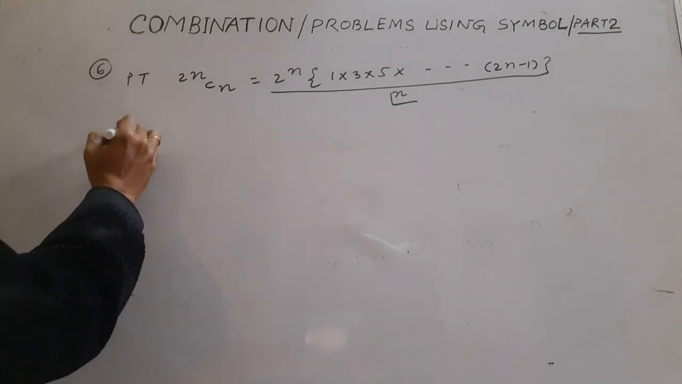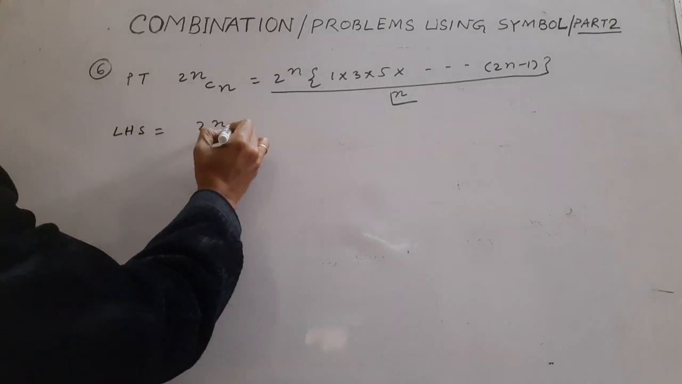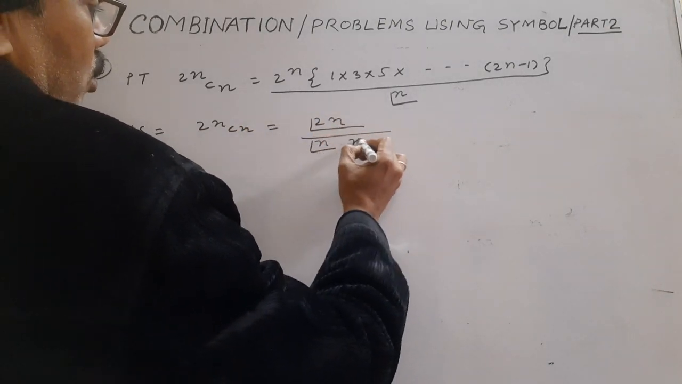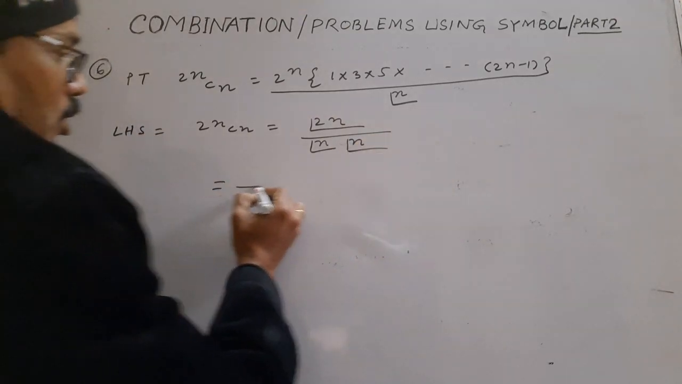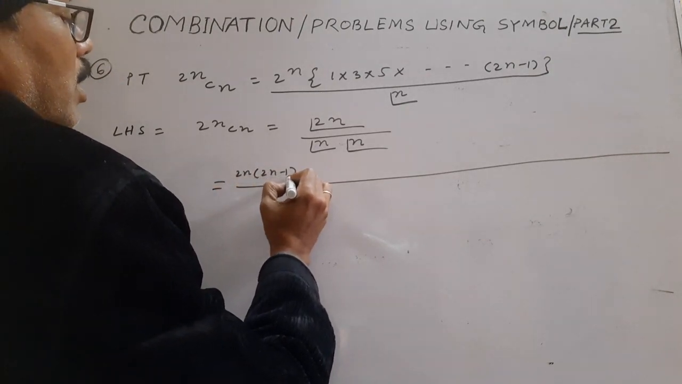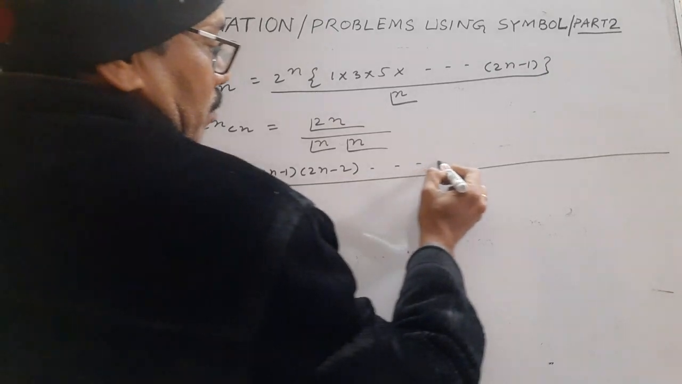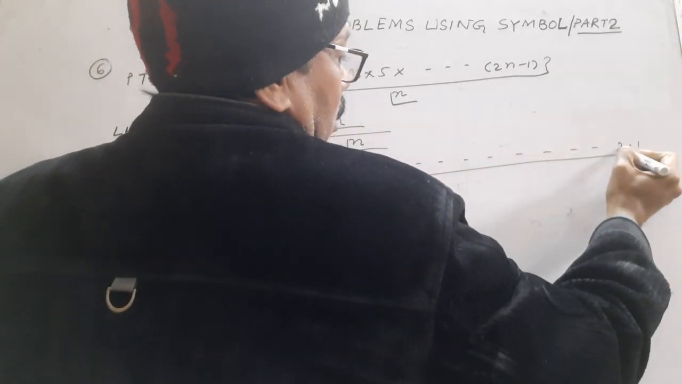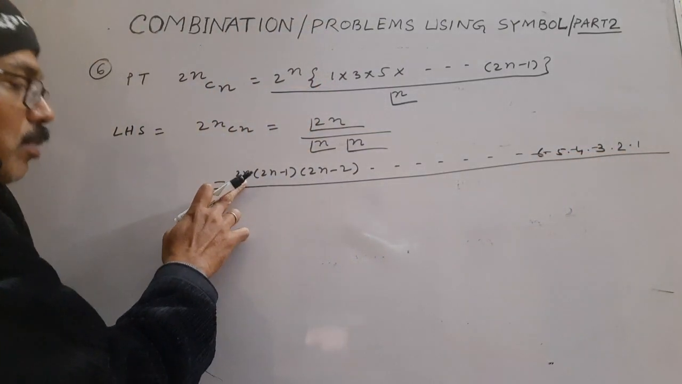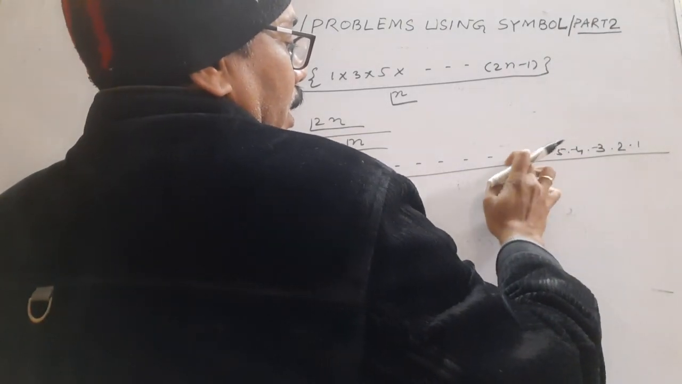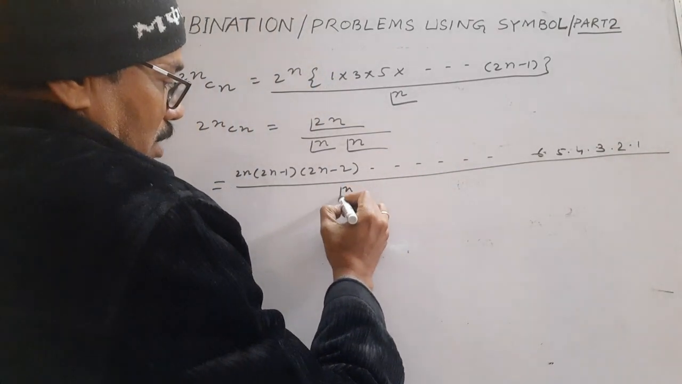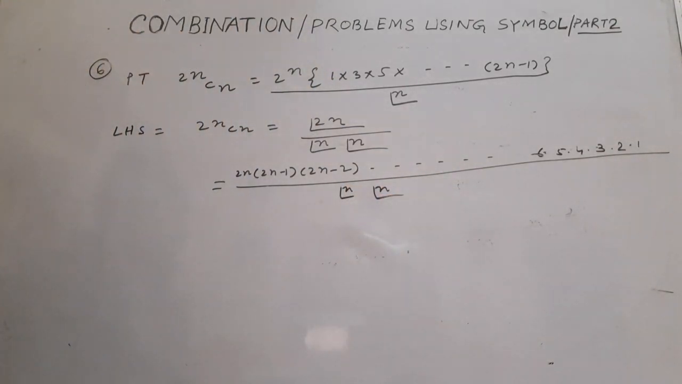So consider the LHS, 2nCn, which equals factorial 2n by factorial n into factorial n. The definition of factorial 2n is 2n, then 2n minus 1, 2n minus 2, consecutive, and the last one is 1, with 2, 3, 4, 5, 6 in between. It starts from 1 and ends with 2n. So these are all obviously positive. Factorial n into factorial n.